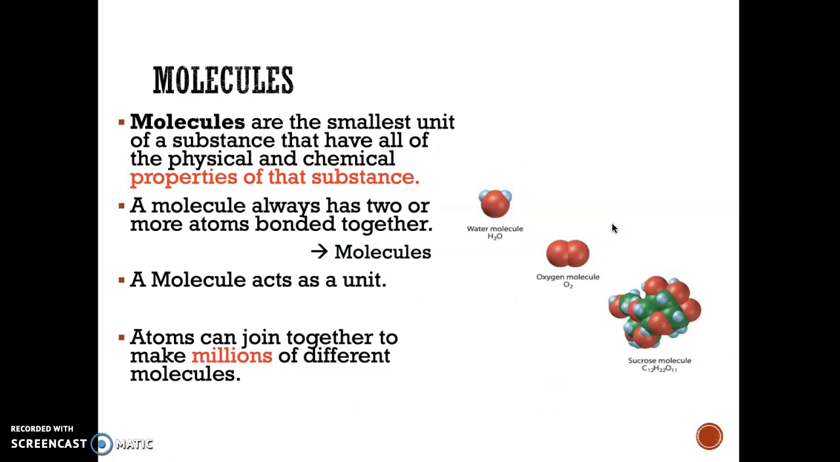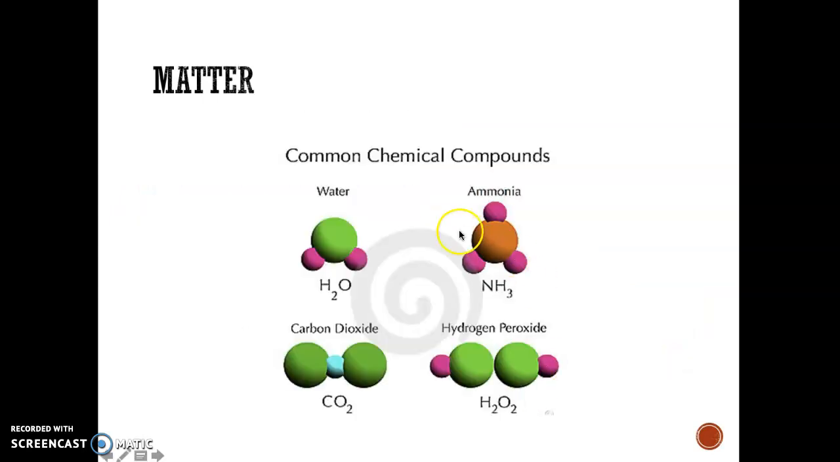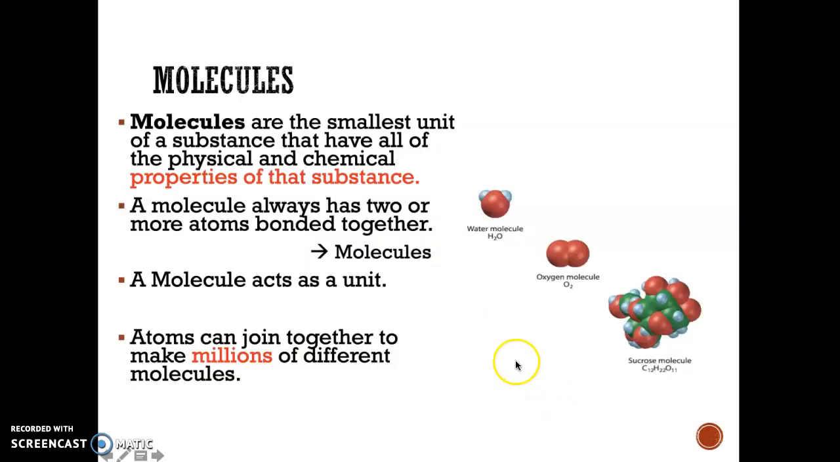So a molecule is the smallest unit of a substance that has all of the physical and chemical properties of that substance. So we have pictures over here: water, oxygen, or sucrose, which is a type of sugar. A molecule acts as a unit, but it's always when you have 2 or more atoms bonded together. And you can have different ratios and combinations, as we just saw here, of water and hydrogen peroxide.